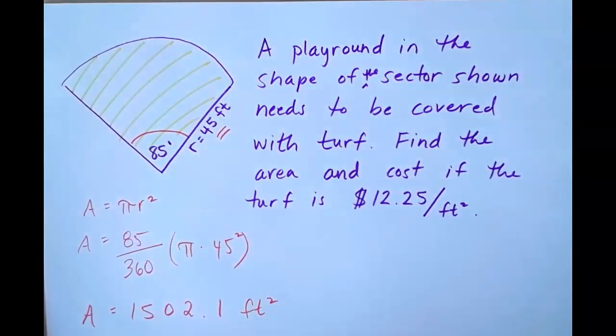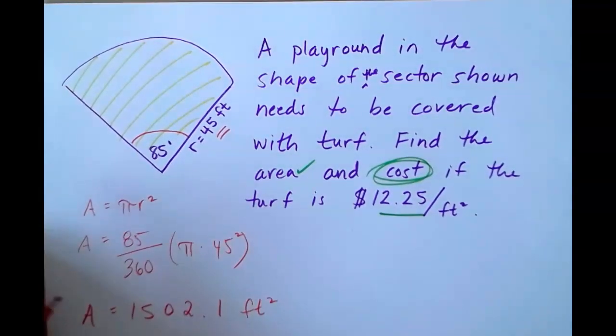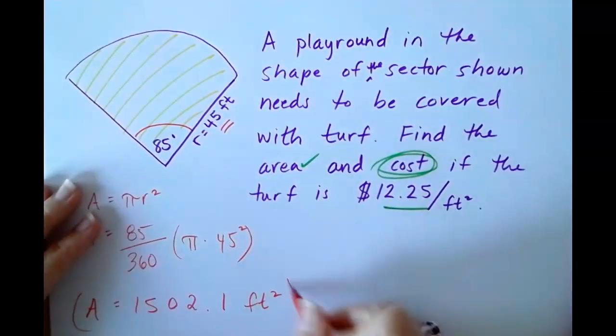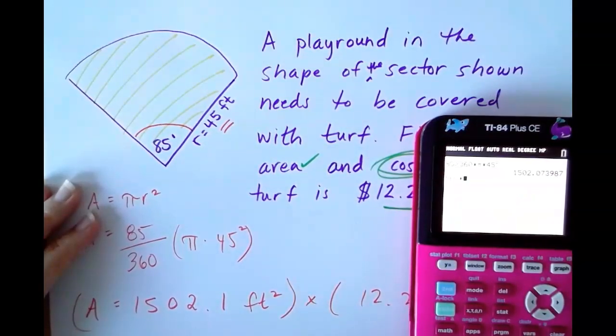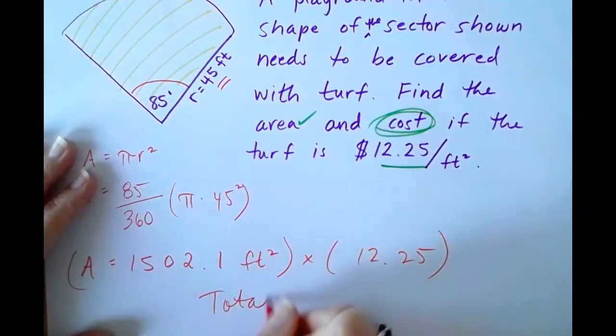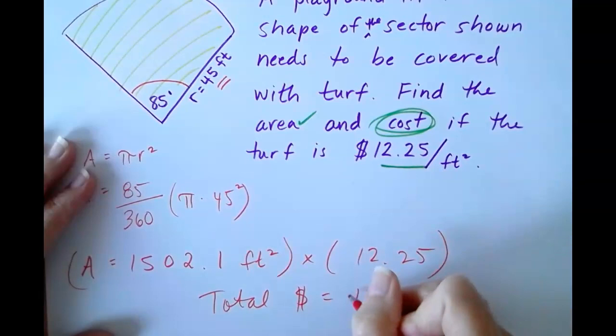But we found the area, but we've got one other question to answer, so area is done. Find the cost if the turf is $12.25 per square foot. So that is going to be taking our number here for the area and simply multiplying it by 12.25. So we've got a total cost to put turf on the playground of $18,400 and about 41 cents.